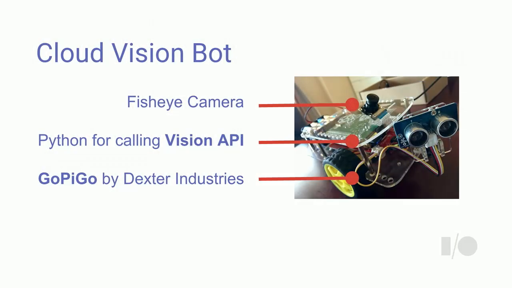So the Cloud Vision Bot is based on a Raspberry Pi robot called GoPiGo, which is produced by Dexter Industries. You can go to Dexter's website to buy GoPiGo for around $200. And you may also want to buy a fisheye camera to capture a wider range of views surrounding the bot. We have written a few hundred lines of Python code to capture the image with the camera and send the image to the API.